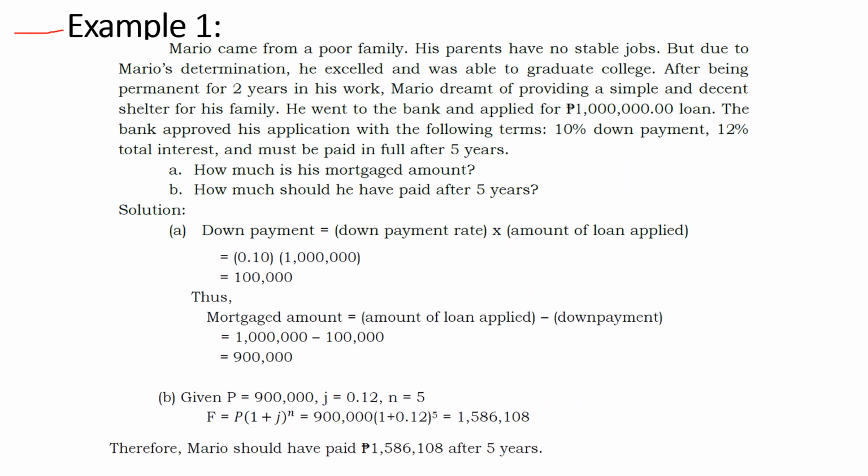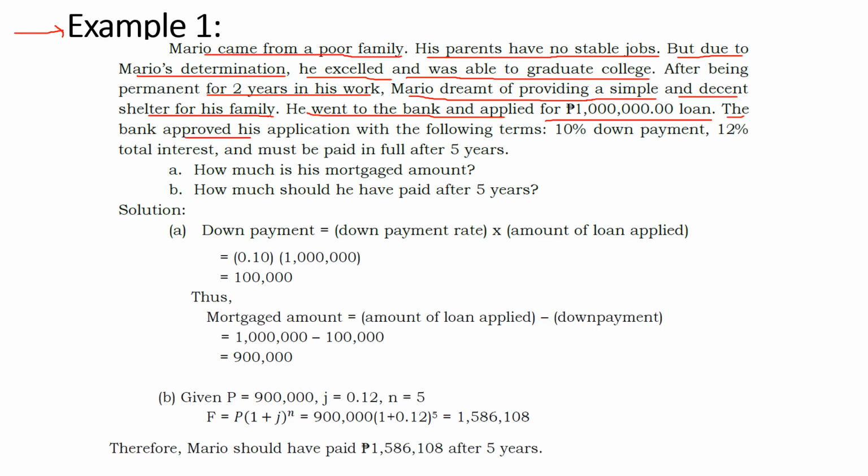Let's deal now with example number one, aligned to our topic, which is solving problems involving consumer and business loans. Mario came from a poor family. His parents have no stable jobs, but due to Mario's determination, he excelled and was able to graduate college. After being permanent for 2 years in his work, Mario dreamed of providing a simple and decent shelter for his family. He went to the bank and applied for a 1 million pesos loan.